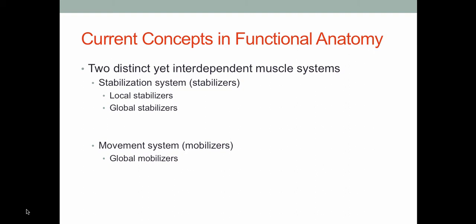We use it to hold us in a posterior tilt, and it functions as a stabilizer in that role, even though it's a global muscle that's a big mover. So then we can look at the other interdependent muscle system as the movement system. These are the mobilizers, and these are made up of all global muscles, all of the big muscles that generally cross more than one joint and have a lot of power in moving our bodies around in space.